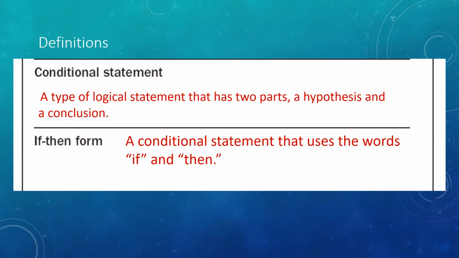Get these definitions written down. If you need to pause it, go ahead. A conditional statement is a type of logical statement that has two parts, a hypothesis and a conclusion. If-then form is a conditional statement that uses the words if and then. We always use if-then form in geometry for conditional statements. It always has to be if blank, then blank. So pause it and get those definitions written down.